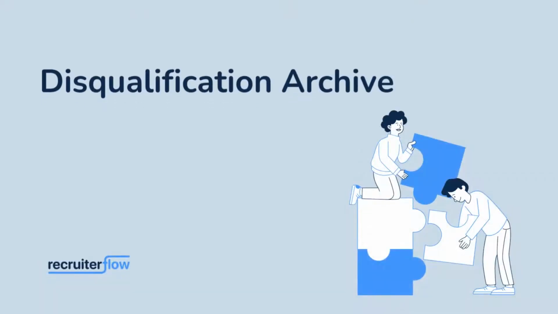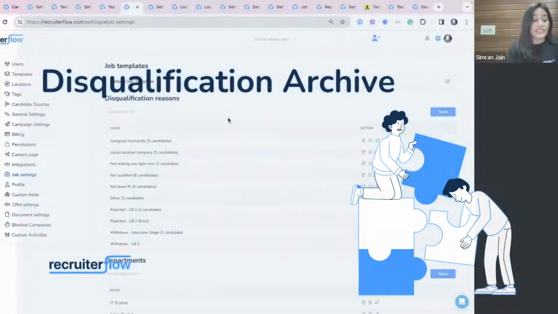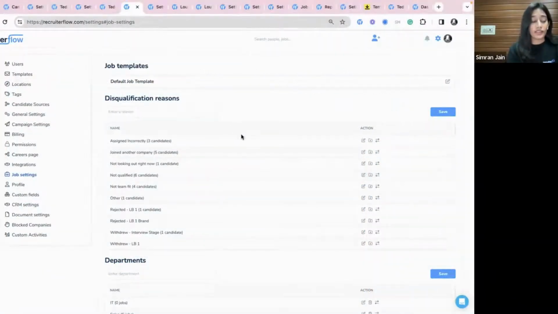Moving on to another important update, and that is Disqualification Reason Archive. Recruiterflow allows you to create multiple reasons for disqualification. These reasons can be used to understand broadly why candidates were rejected from a job. This feature can also become cumbersome very quickly if you work in large teams.